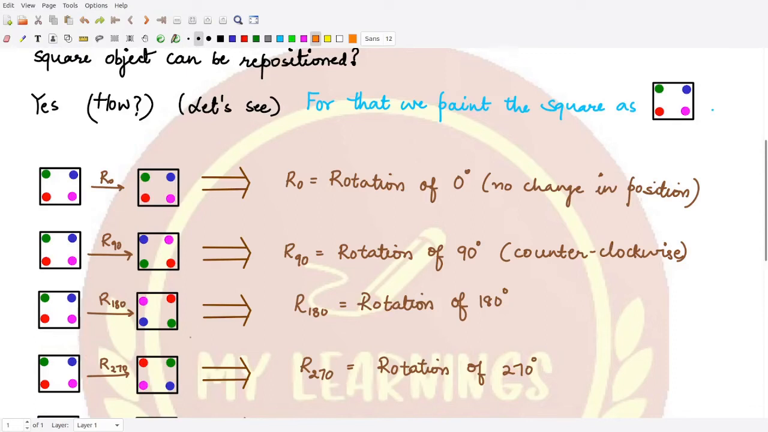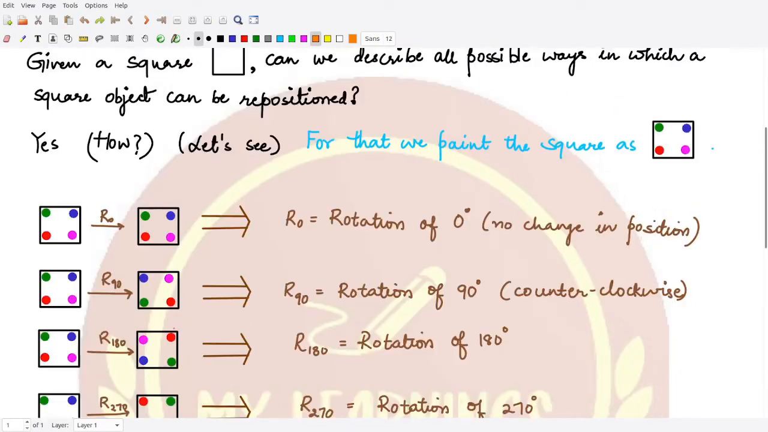So these are the 4 operations by which you can rotate your square so that you would have different orientations for this particular square. So that means your square would be positioned in different manners. Correct? Now what other things we can do with this square?